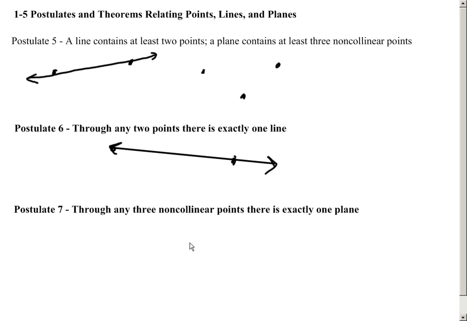Through any 3 non-collinear points, just like we were saying in the first one here, if these 2 don't make a line, I can draw only one plane through them. The reason it has to be non-collinear is because if the 3 points are in a line, there are many planes that can go through here. All right, any plane that can go through that line. So it has to be non-collinear points to define a plane.